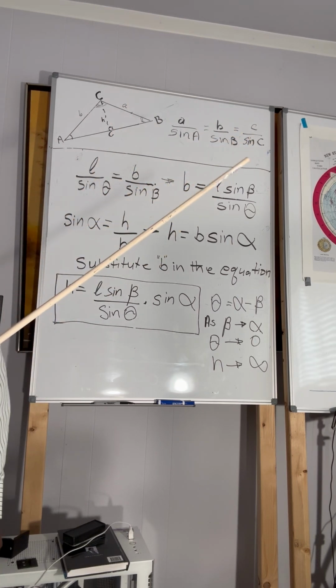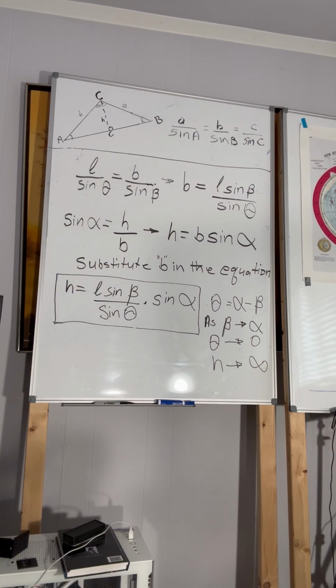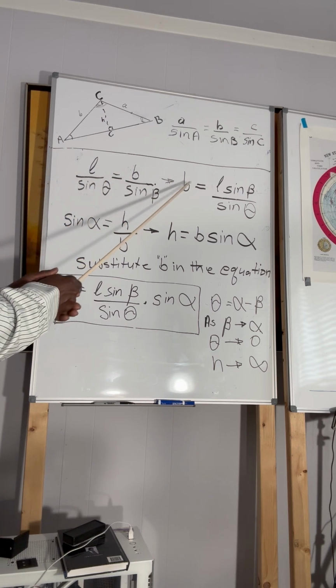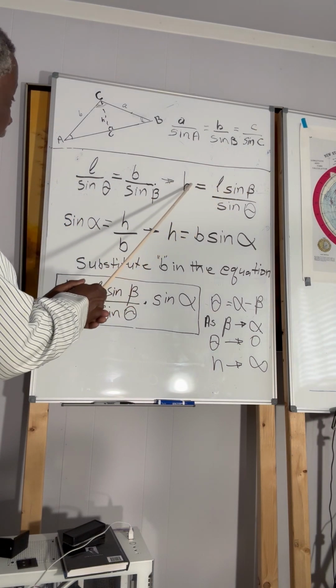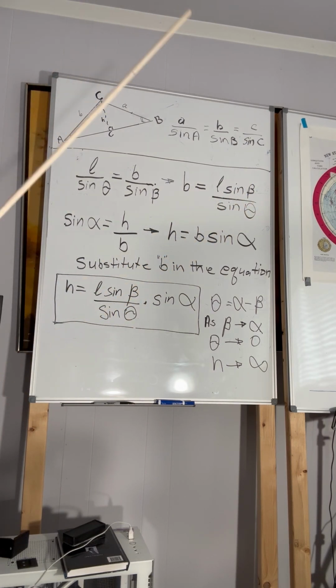Now, I want you to be familiarized with this so we can go back to the equation and see how we can deduce the formula. If you remember the diagram I showed you on the other side, I can project it here. L over sine theta is equal to b over sine beta. From this equation, we know that b is equal to L sine beta divided by sine theta. But we also know the other triangle.